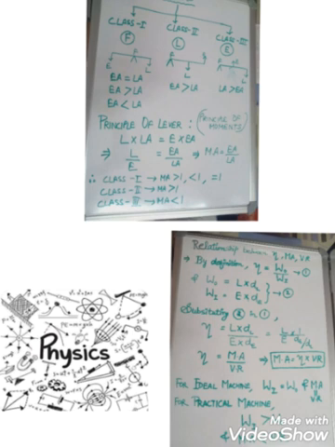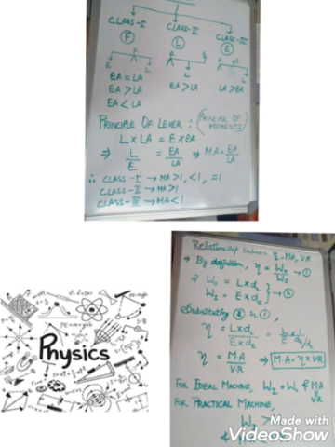In the same way, for the principle of lever, the clockwise moment of load about the fulcrum is equal to the anti-clockwise moment of effort about the fulcrum. That is, load into load arm is equal to effort into effort arm. If you arrange the terms, we get L upon E is equal to EA upon LA. And this is according to the definition of mechanical advantage, which is given by the ratio of load to effort. So if we substitute the values, mechanical advantage is equal to effort arm upon load arm.